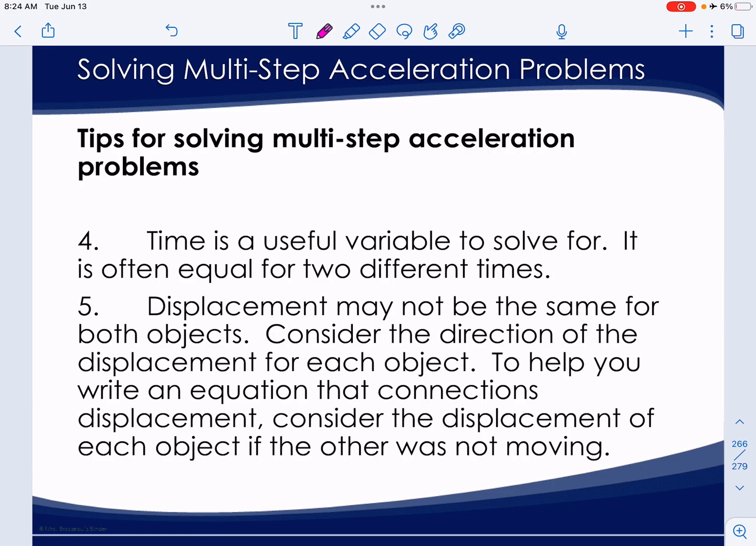Okay, time is a useful variable to solve for. It is often equal for 2 different objects. Displacement may not be the same for both objects. Consider the direction of the displacement for each object. To help you write an equation that connects displacement, consider the displacement of each object if the other was not moving. And make sure that also with the displacement that you establish a positive and a negative direction.